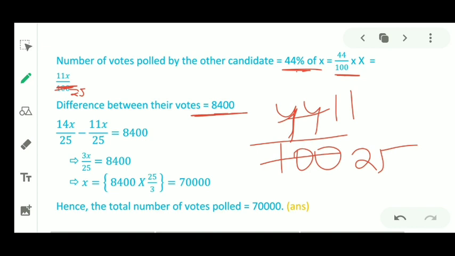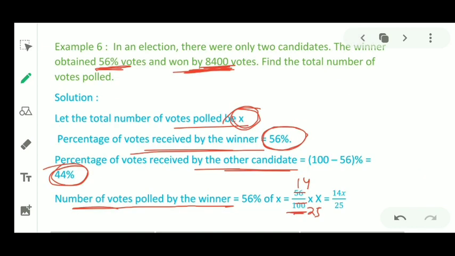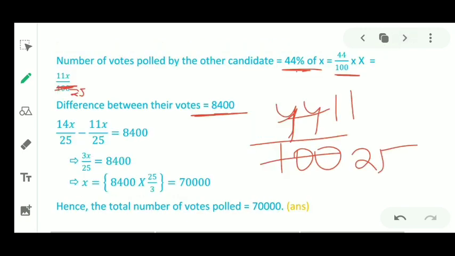The number of votes polled by the winner is 14x by 25, and the number of votes polled by the other candidates is 11x by 25. So the difference is 14x by 25 minus 11x by 25, that is equal to 8400. Here the denominator is the same, so you only have to subtract the numerators. So 14x minus 11x equals 3x by 25 equals 8400. So x will be 8400 into 25 by 3.